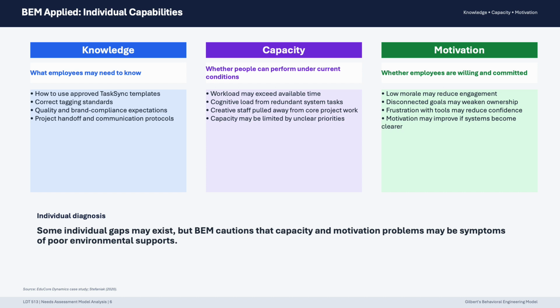Under motivation, the survey results show low morale and disconnection from project goals. However, BEM encourages caution when interpreting motivation. Employees may appear unmotivated because they are frustrated by unclear expectations, ineffective systems, and excessive workloads. Therefore, motivation and capacity problems may be symptoms of environmental barriers rather than weaknesses within individual employees.